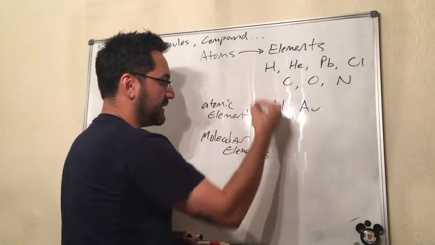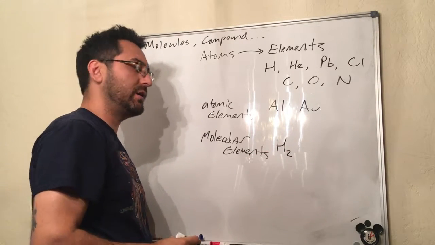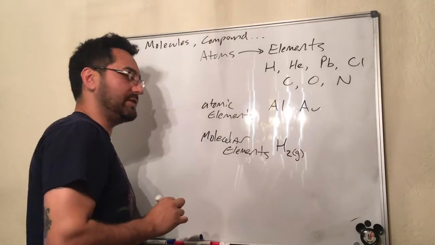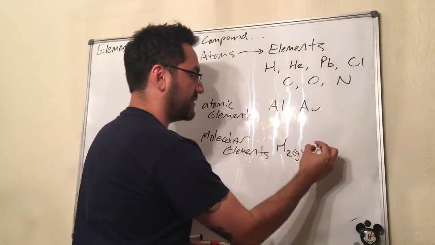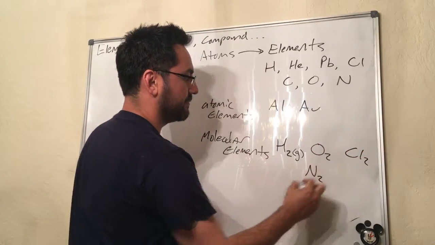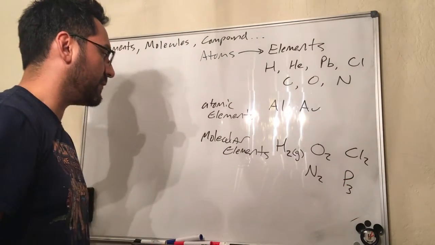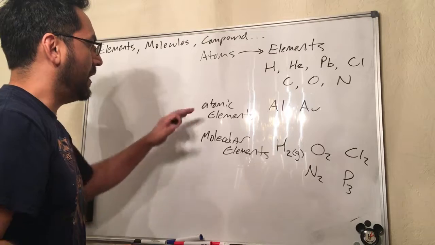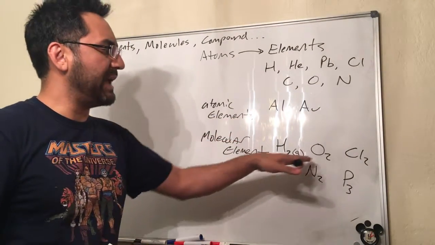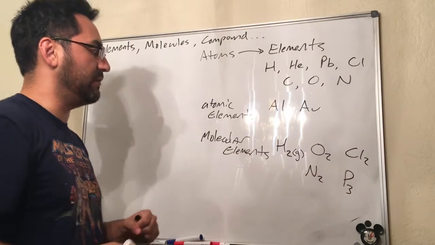So for example, if we looked at hydrogen in nature, it's actually found as H2, hydrogen gas. And we can even designate the gas phase with parentheses here. There are other molecular elements, such as O2, Cl2, N2. We can even have P3, a molecular element. Now, atomic elements, again, are found by themselves. Molecular elements are paired up or have more than one atom, hence the word molecular.